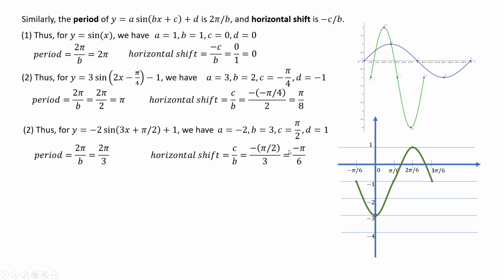That turns out to be negative pi over 6. That indicates that what was originally at x equal to 0, this point, has been shifted to the left by pi over 6. And in fact, every point, the whole curve, has been shifted to the left by an amount equal to pi over 6. The negative indicates a shift to the left.